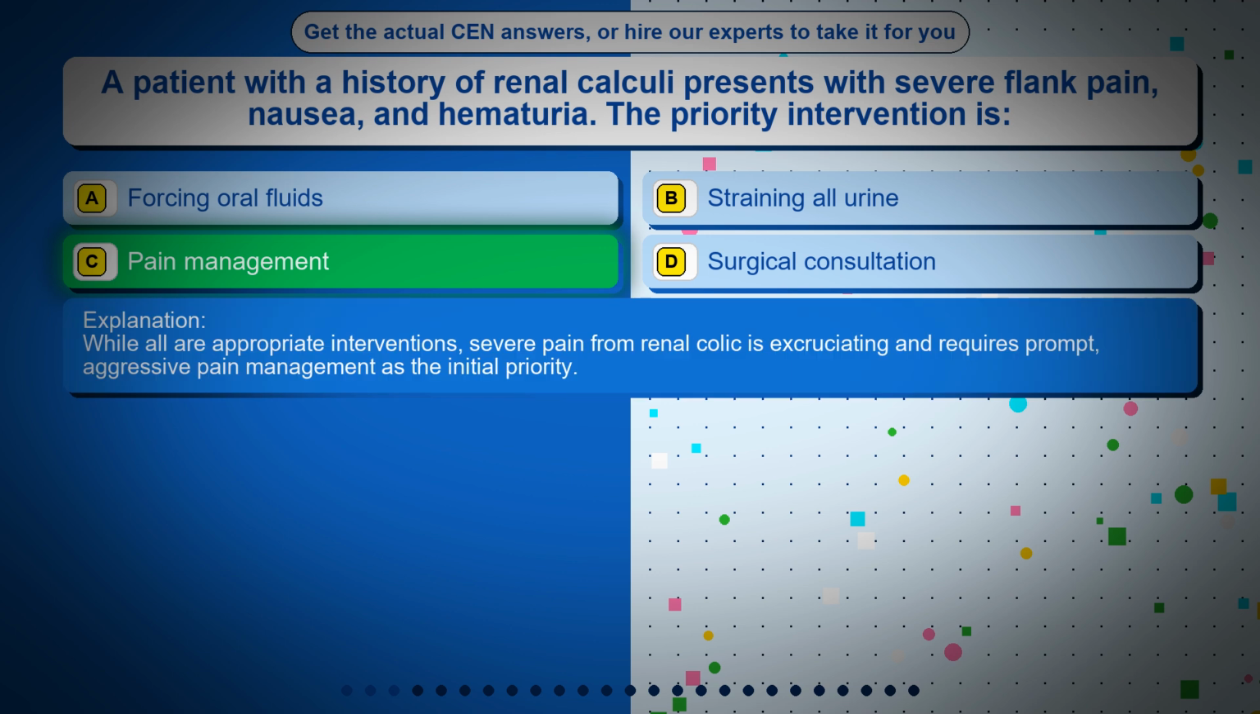While all are appropriate interventions, severe pain from renal colic is excruciating and requires prompt, aggressive pain management as the initial priority.